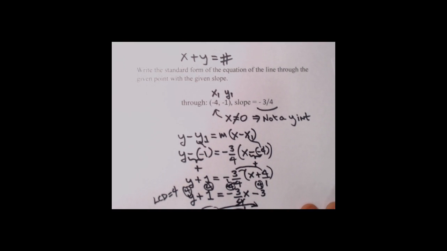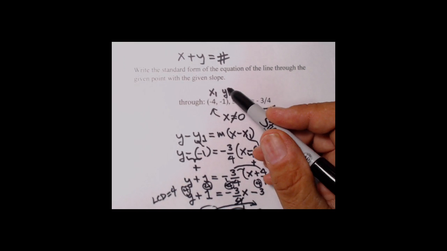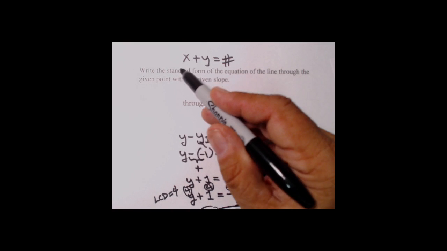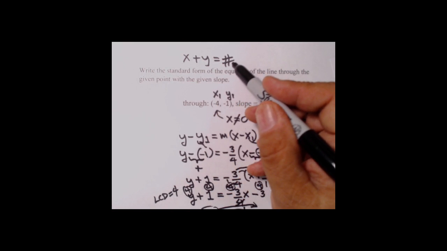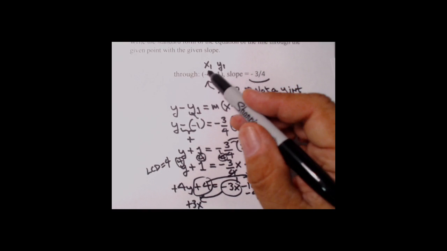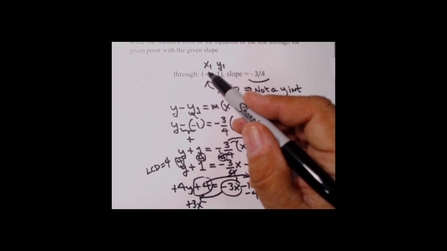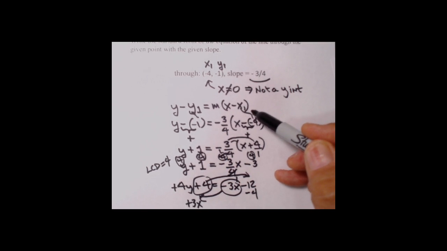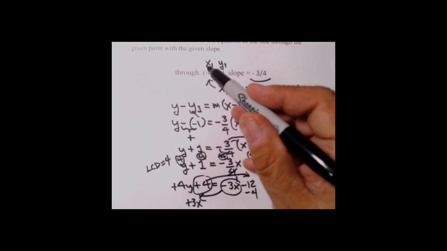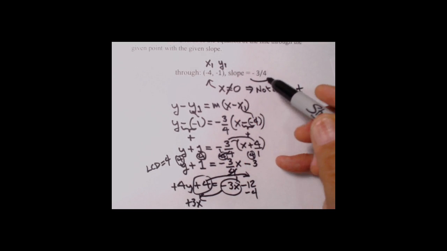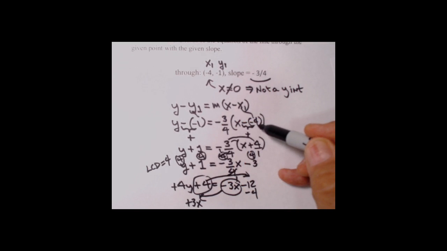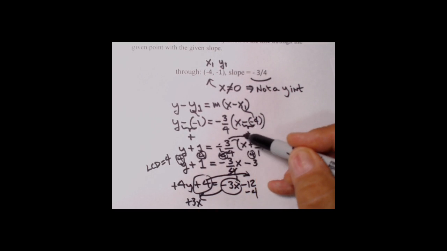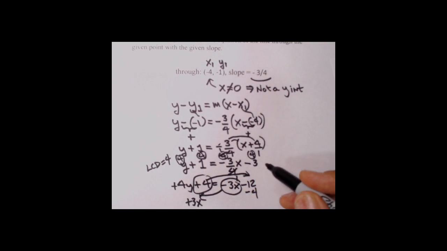Remember, here's the idea. They said they wanted the final answer in standard form, which means x and y to the left, plain number to the right. We saw that the information given here was a point out in the middle. It was not a y-intercept, so we had to start with the point slope form of the equation, the only thing we can do. So I've got my x1, my y1, and my m. We substituted those all in. Then I distributed the slope, the -3/4 over, and we got this guy right here.